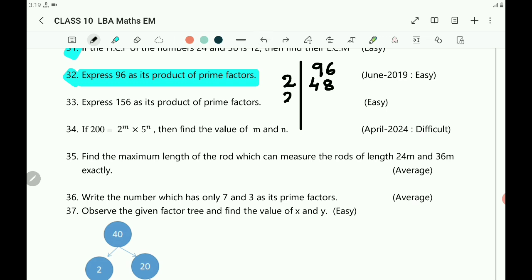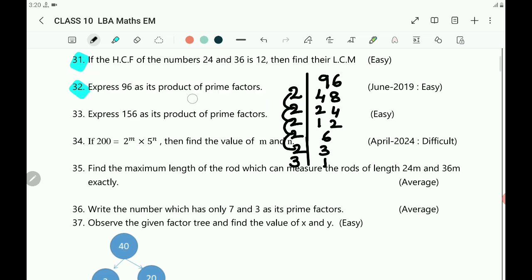Then again 8 is in the unit place, so it is divisible by 2. 2 2s are 4. Next 2 1s are 2. Then 2 6s are 12. 2 3s are 6. Then 3 itself is a prime number. So you got 96 is equal to 2 into 2 into 2 into 2 into 2 into 3. 5 times 2 occurs here. Then you write 96 equals 2 power 5 into 3. This is the product of prime factors.